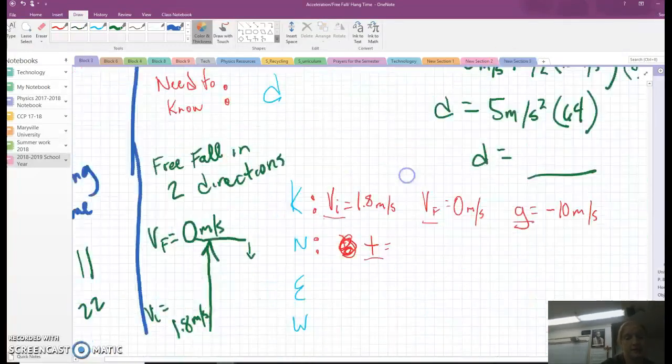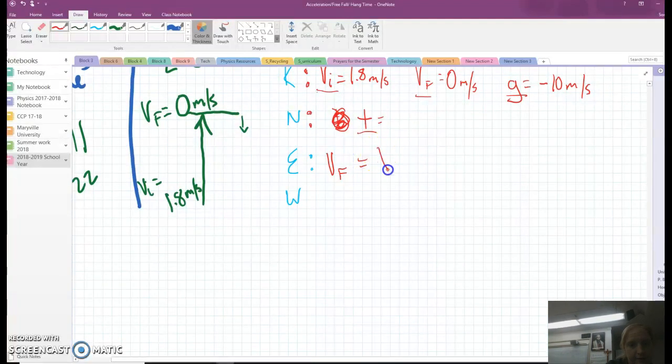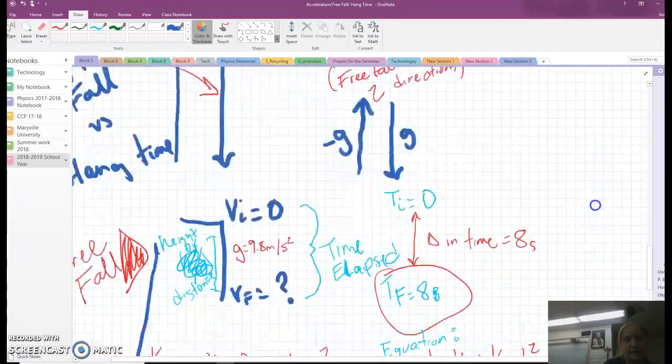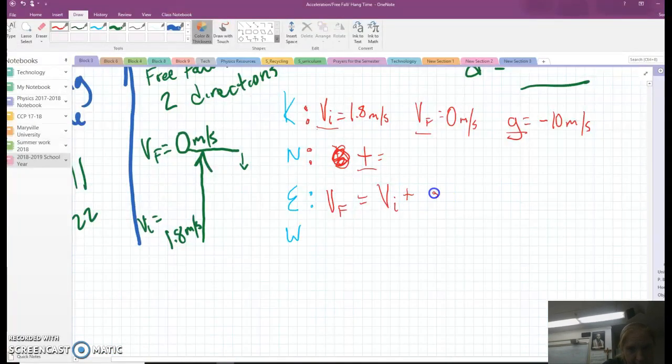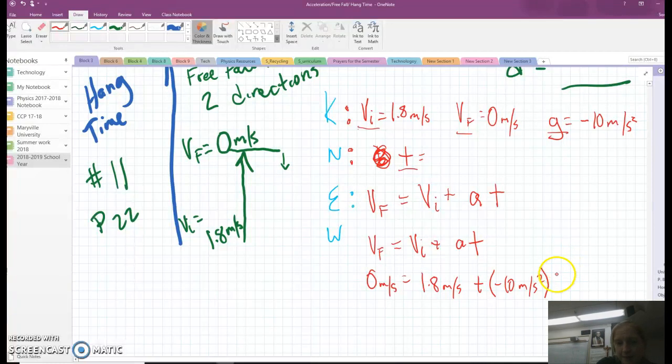Okay, so I'm going to rewrite this equation down here. I have VF equals VI, oh, gotta go back up and read it again. I don't even have them memorized. Plus AT. Beautiful. Okay, now it's time to work it out. VF equals VI plus AT. Yes, I would expect you to rewrite it. Then V final is 0 meters per second. VI is 1.8 meters per second. Plus A, we said, is negative 10 meters per second squared, my bad, times T.